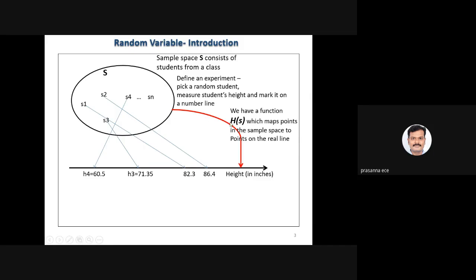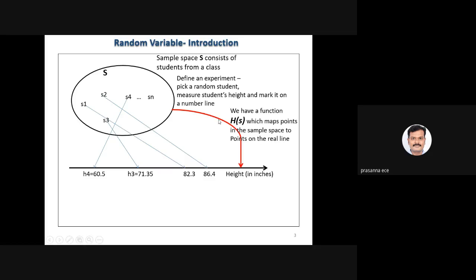Here, whatever height we have measured, that measurement operation I have represented using the capital H, so H of s. What it means is H is the set of rules that we are following to arrive at the numbers that are listed on the line. The set of rules is called the random variable. So here the capital H represents the random variable.